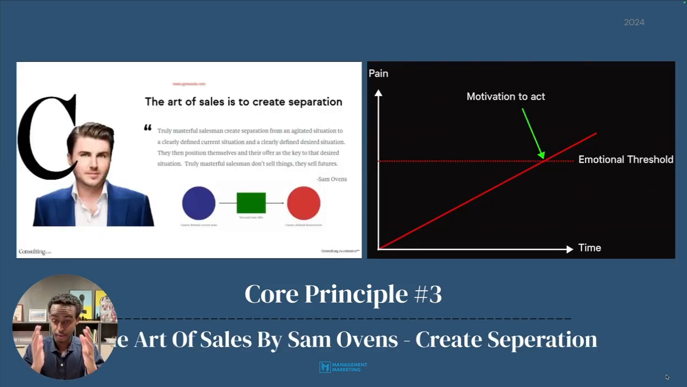And thirdly, the principle by Sam Owens, which is the art of sales, is to craft separation between where your target audience currently are to where your audience essentially want to be. And the core thesis behind that is you essentially also have to use their pain points in order to move them over the emotional threshold, as you can see here, because if you don't use their pain points to make sure they go over the emotional threshold, your audience is not going to take that specific action that you want them to do.